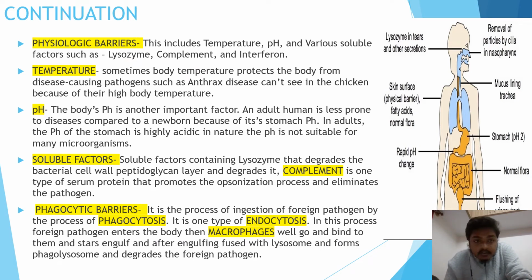In adults, the pH of the stomach is highly acidic in nature. The pH is not suitable for many microorganisms, as I already said. The stomach is more acidic in the adult than in the newborn.